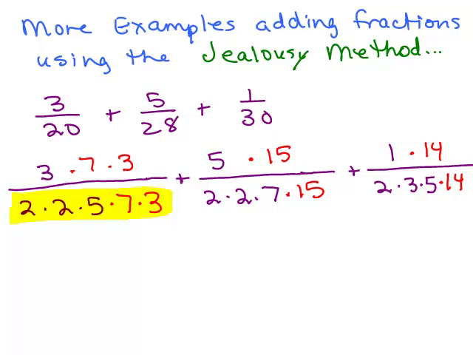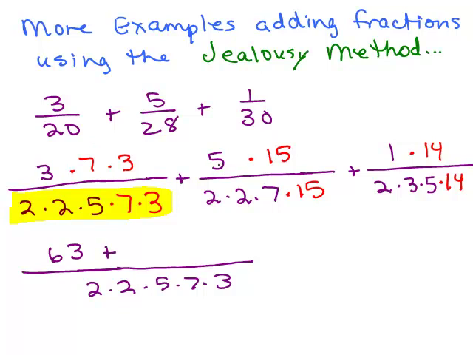So we can leave that in factored form or multiply it out. I'm going to leave it in factored form for right now, just in case something might cancel later. So I have 2 times 2 times 5 times 7 times 3. All right, now what do I have in the numerator for the first fraction? I got 3 times 7 times 3, so you need to multiply those 3 numbers together. I'm going to think of that as 9 times 7, or 63.